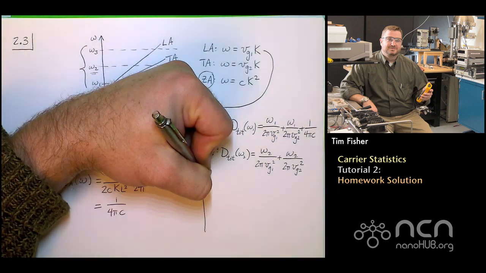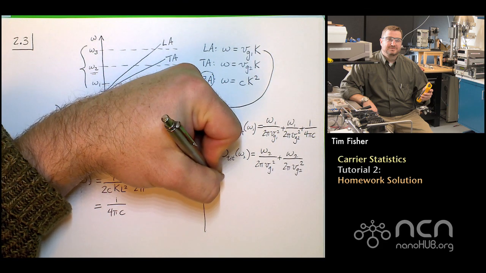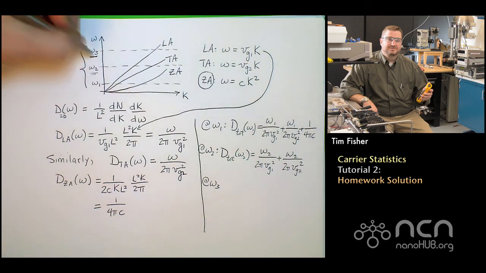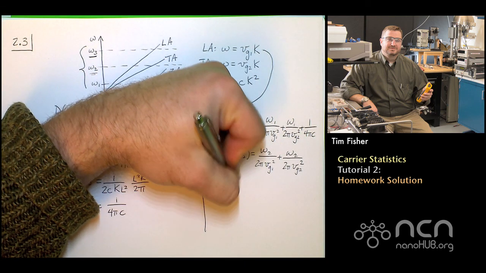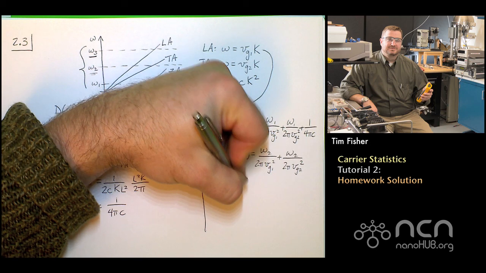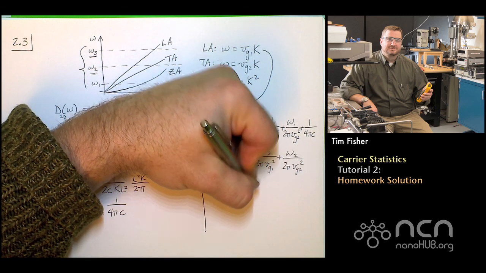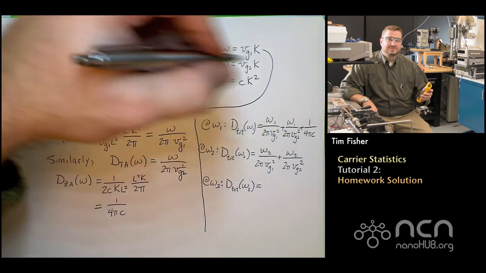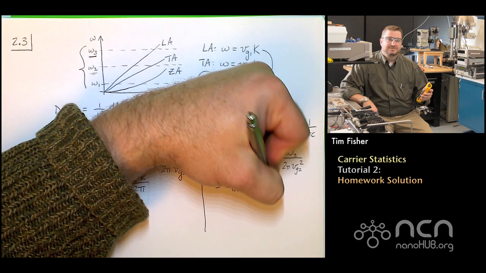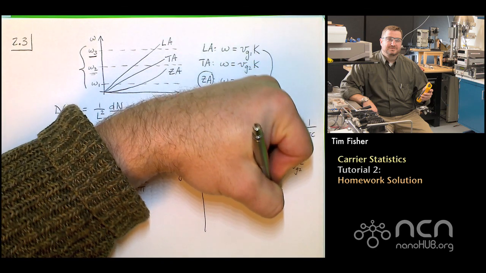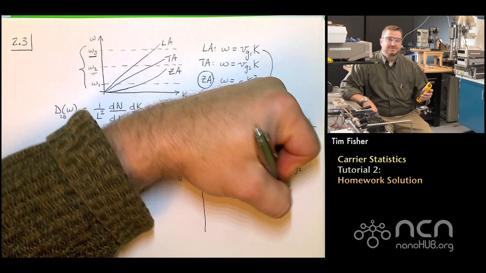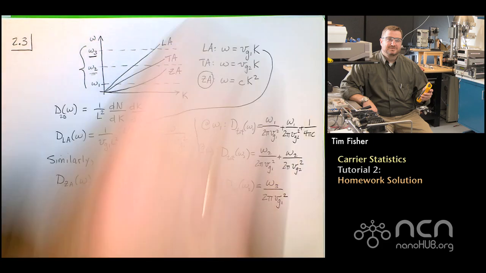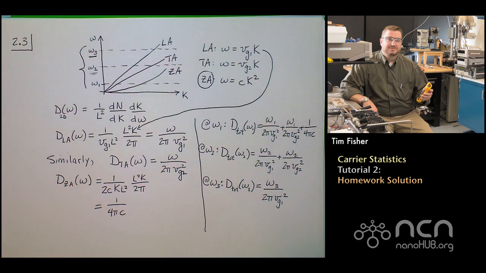And then lastly, at omega 3, that's the highest frequency, we have that the total density of states is equal to just the density of states of the longitudinal branch, because that's the only one that is active at that frequency. All right, and that's it for that problem.